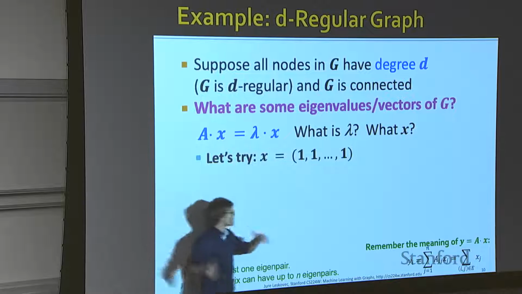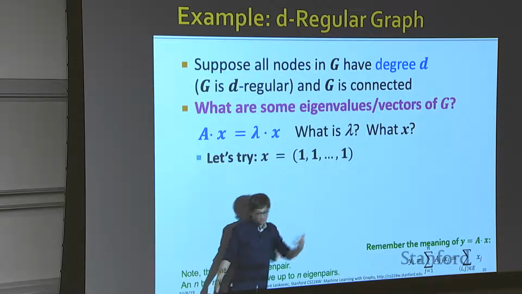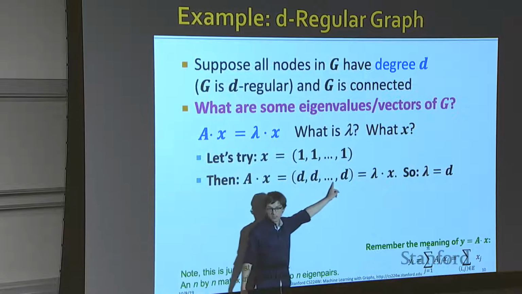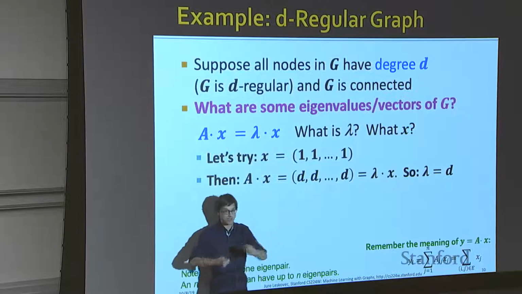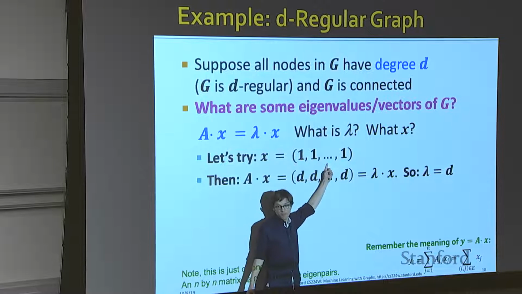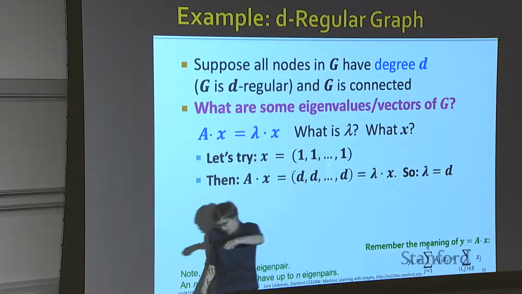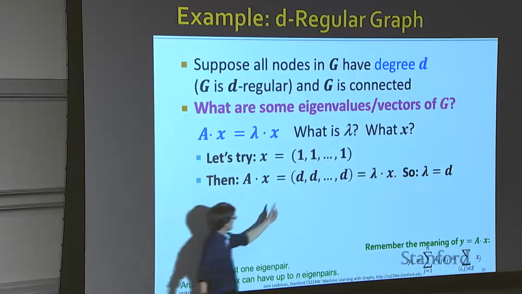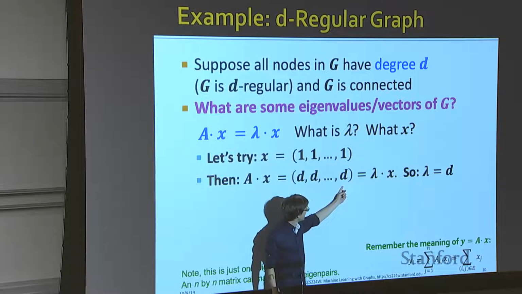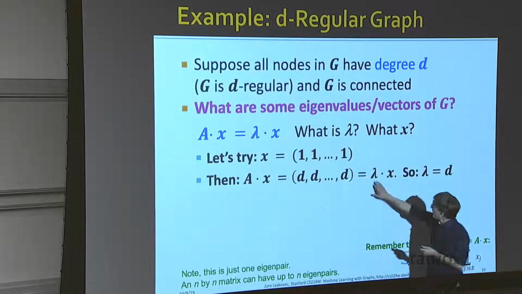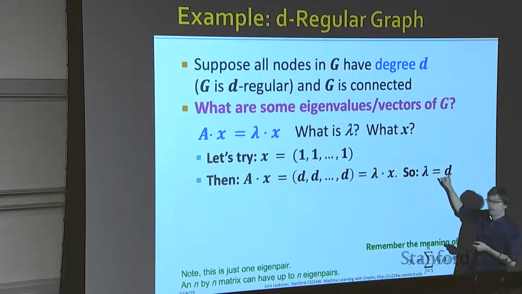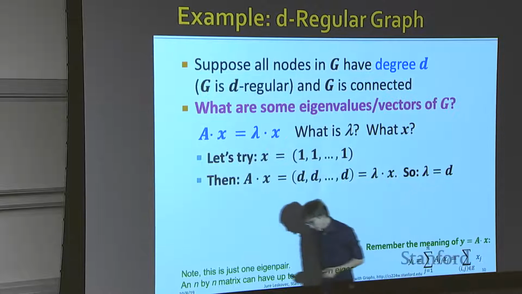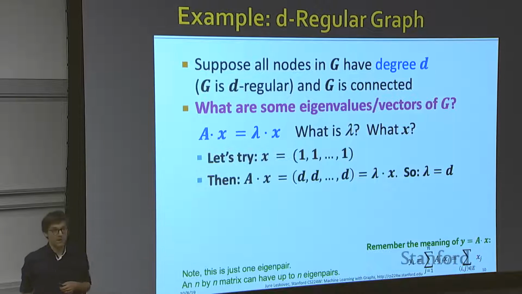So great suggestion, right? So if this is the vector we try, then A times x is simply d, because every node just sums the values of its neighbors. Every node has a value 1. Every node sums values from d different neighbors. So the sum of d ones is d, and that's the same for everyone. So this is simply lambda times x, where lambda equals d. It's basically the same vector multiplied by d. So this is our first eigenvector eigenvalue pair.